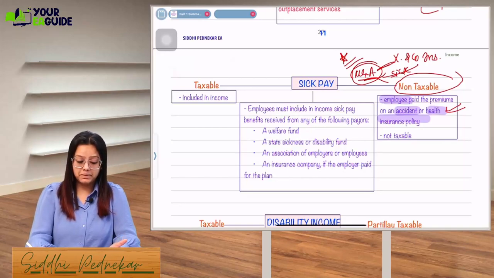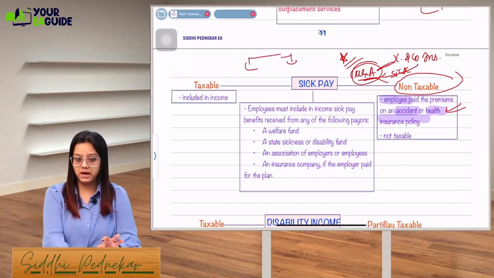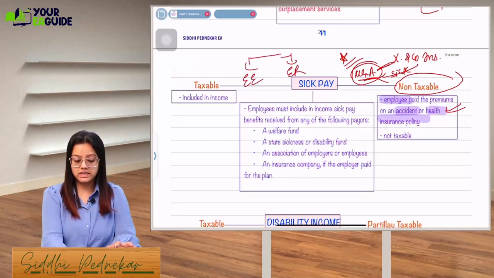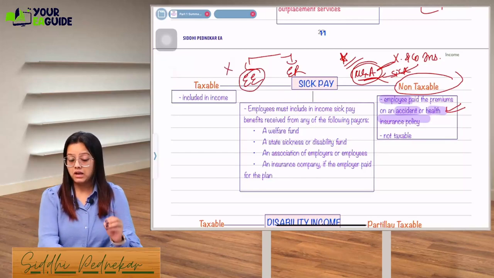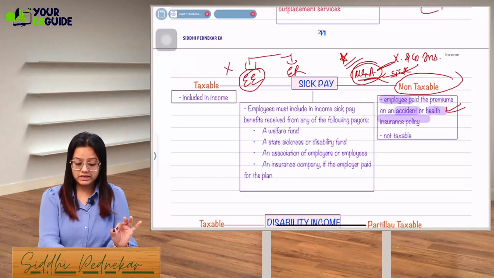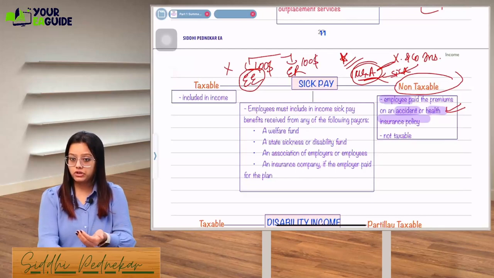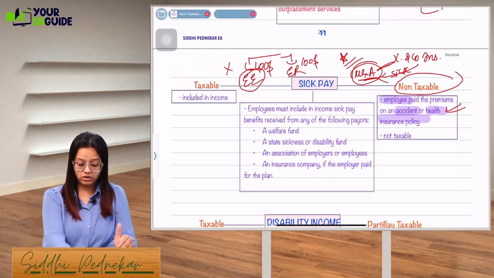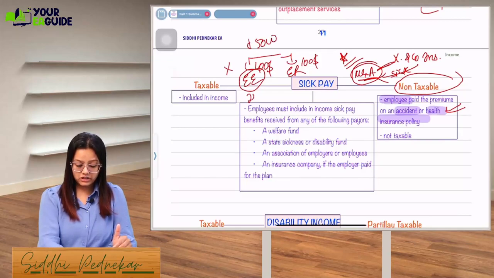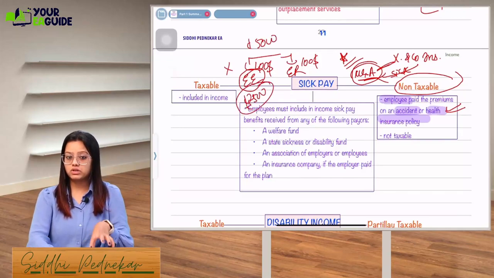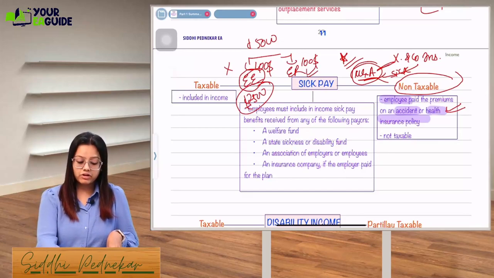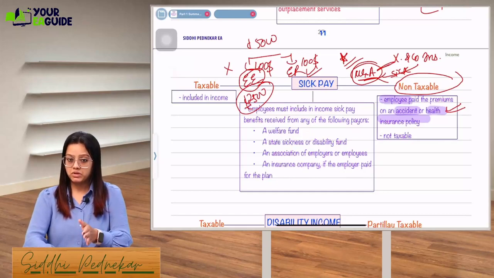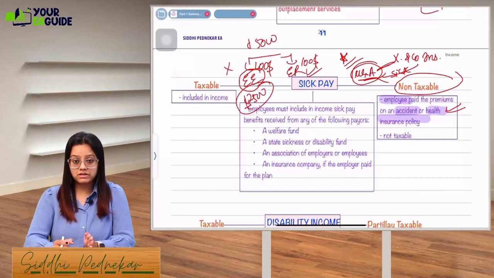Then you have to divide it into two parts: what is the employee's portion and what is the employer's portion. The employee's portion will not be taxable. Let's say the employee pays $100 as a premium and the employer pays $100 as a premium. Now when you take sick pay from this insurance company, you took $5,000. So $2,500 pertains to the employee share, since 50% of the premium was paid by the employee, and that will not be taxable. The 50% paid by the employer will be taxable, and taxable means it will be included in wages.